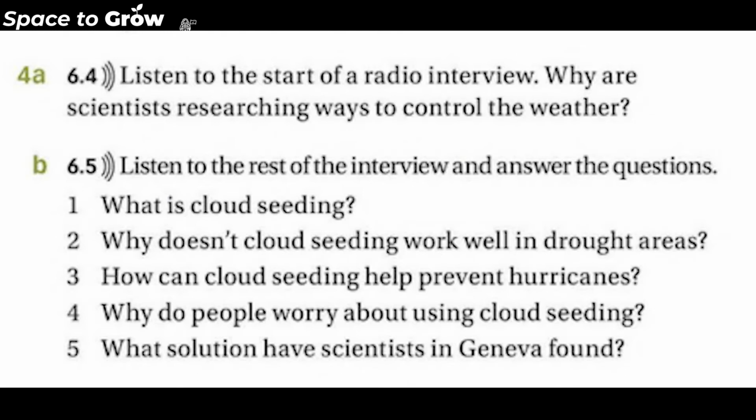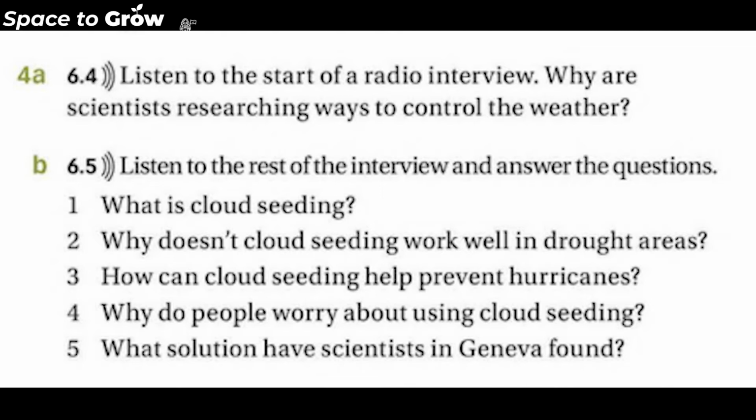Tell us more about controlling the weather. Well, scientists have been working on techniques to create or prevent rain for quite some time now. The best-known method is called cloud seeding. This involves putting chemicals into the air to encourage any water in the air to form clouds and hopefully rain.